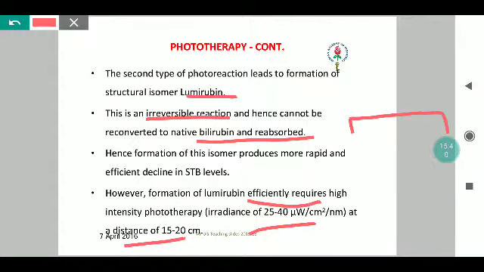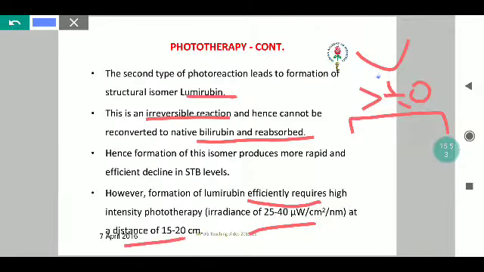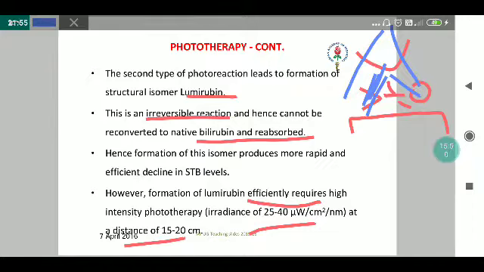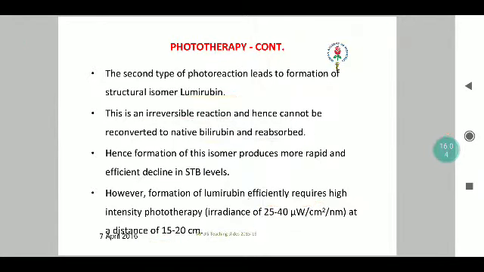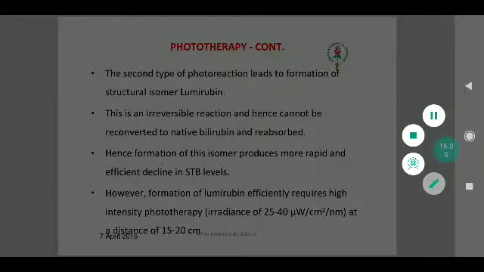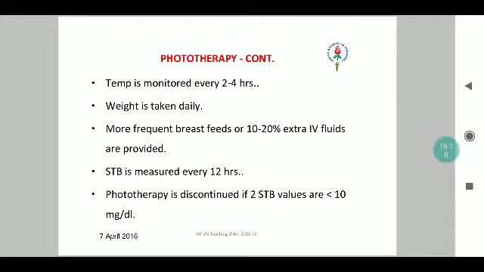Now when I say the concept of irradiance, if this is the bed and this is the light source of phototherapy and this is the baby, so if that is a baby, I'll just use blue to depict the phototherapy wavelength. The closer the baby is, the more the irradiance is. The farther it is, the more the same amount of light gets scattered. So the closer it is, the higher the intensity. And that's why if you notice here, there is a shorter distance mentioned of 15 to 20 as opposed to 30 to 40 mentioned earlier.